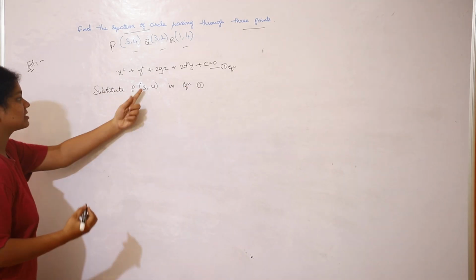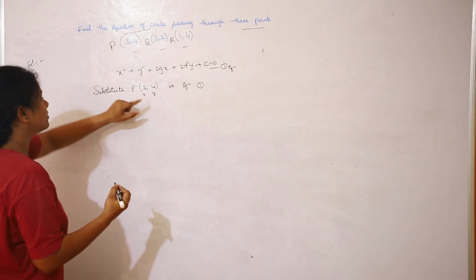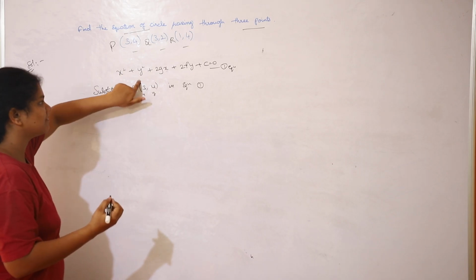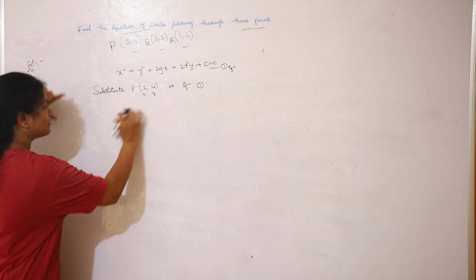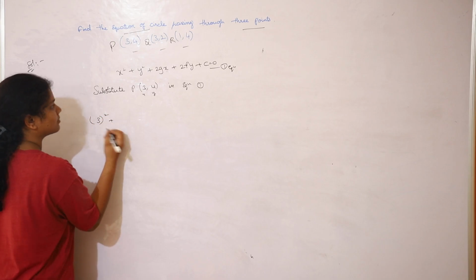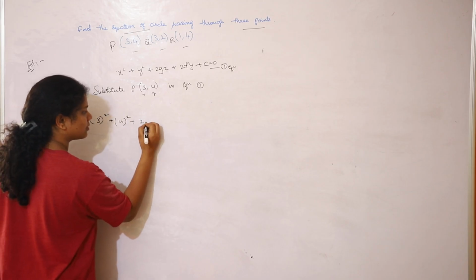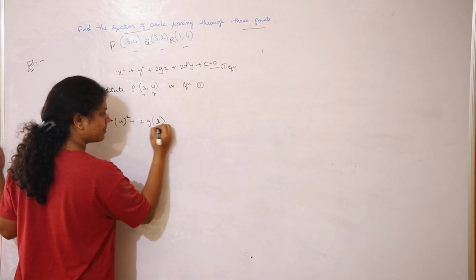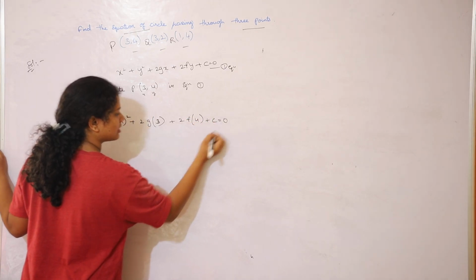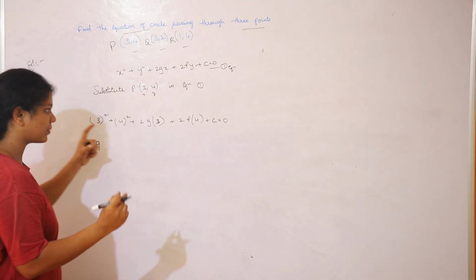Clear? Now guys, consider this 3 as x and 4 as y. Substitute 3 for x and 4 for y. You will get a whole new equation. I'm writing it fast because I have done this sum many times. So it's 3 square, 4 square, plus 2g times 3, plus 2f times 4, plus c equals 0. Clear? 3 square is 9. Now simplify this equation.